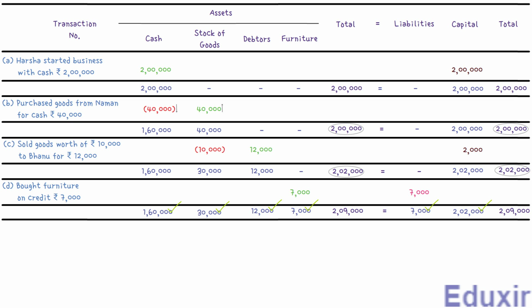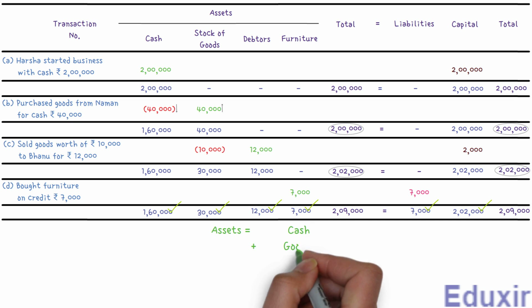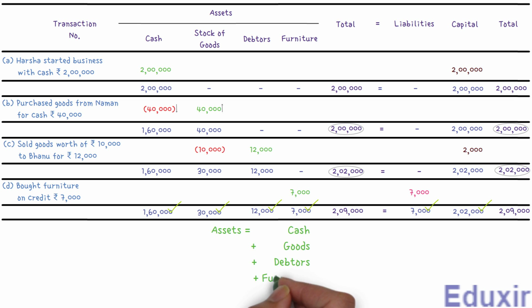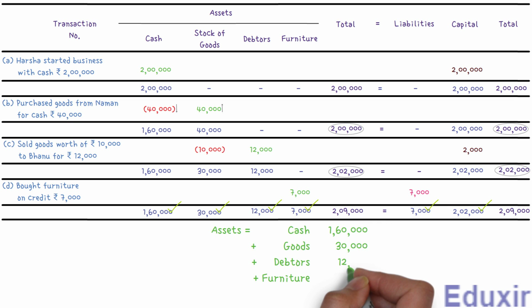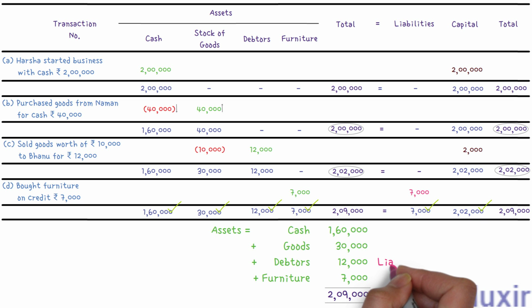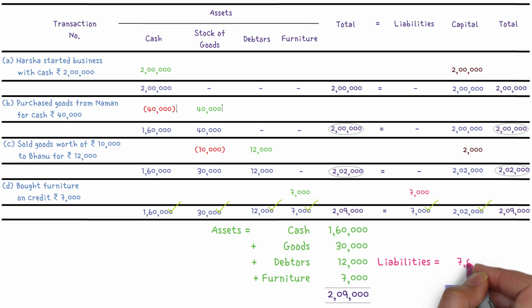Now at the end, the assets are equal to the cash, goods, debtors and furniture. This is equal to the sum of 1,60,000 rupees, 30,000 rupees, 12,000 rupees and 7,000 rupees. Adding all of these, we get 2,09,000 rupees. Now the total liabilities of the business are worth 7,000 rupees and the capital of the business is 2,02,000 rupees. The total of the liabilities and the capital is equal to 2,09,000 rupees.